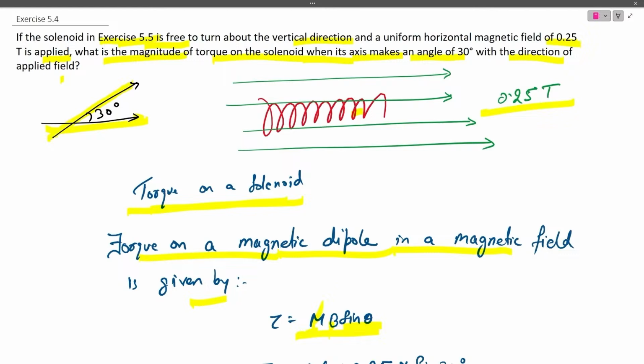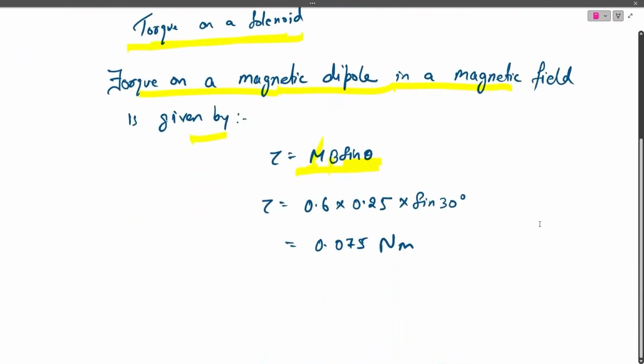Now based on the previous data, we have the magnitude of magnetic dipole moment, that is 0.6, and we have been given the magnitude of external magnetic field, that is 0.25 Tesla, and sine 30 degree. If we substitute these values in this formula, we will get the value of torque as 0.075 Newton meter.